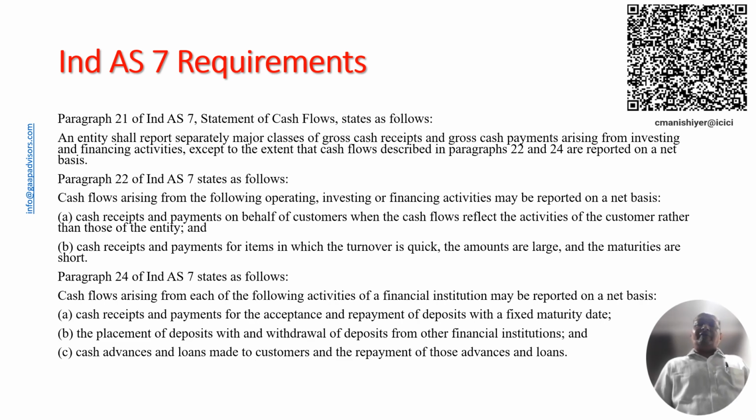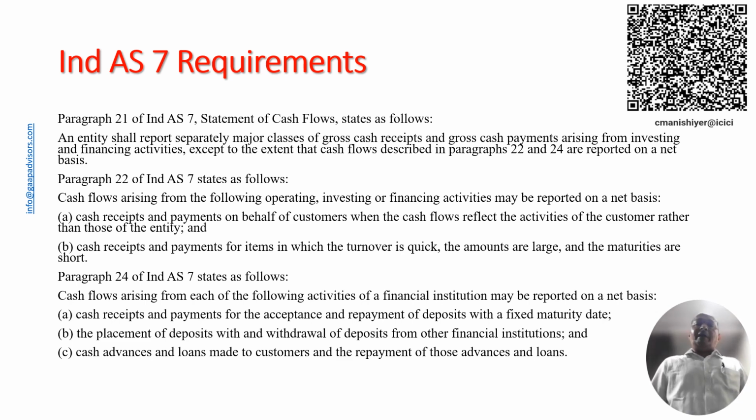Paragraph 22 of Ind AS 7 states as follows. Cash flows arising from the following operating, investing or financing activities may be reported on a net basis. A. Cash receipts and payments on behalf of customers when the cash flows reflect the activities of the customer rather than those of the entity. And B. Cash receipts and payments for items in which the turnover is quick, the amounts are large, and the maturities are short.